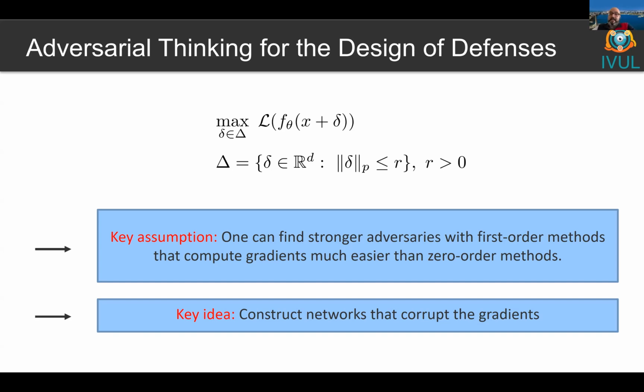Many of these adversaries that you create during training are first order methods. So basically they make use of the gradient of the loss. And the usual assumption is that these first order adversaries do better than the zeroth order adversaries, otherwise known as black box adversaries, the ones that don't have access to the gradient. So the idea is, if I want to create a defense against these attacks, I'll construct deep networks that obfuscate or corrupt the gradient so that these first order methods don't do well in breaking the network.